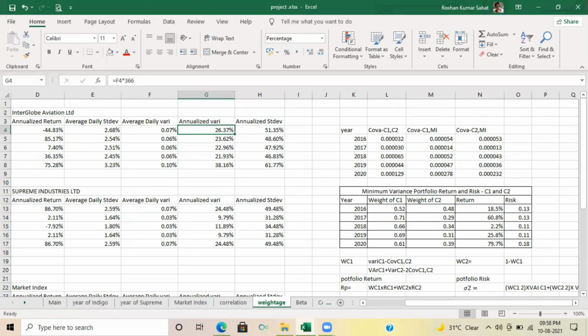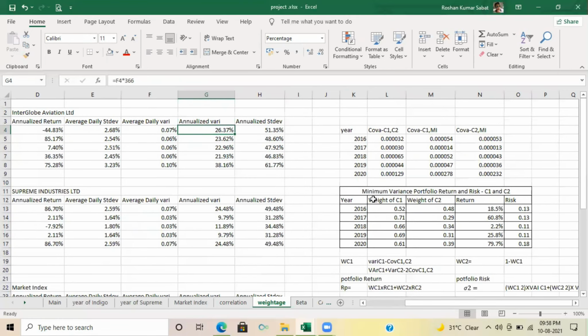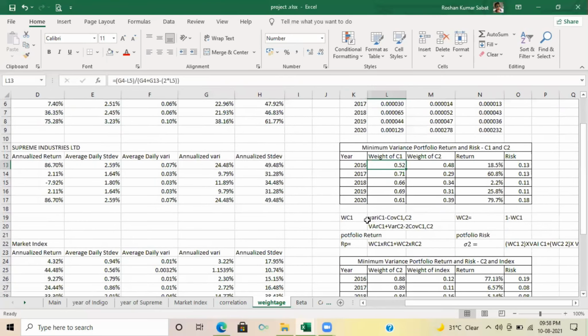After calculating the annual variance of the first company, second company, and market index, you can go to the minimum variance portfolio return and risk. For the weightage of C1, there is a formula over here. The formula says the variance of C2 minus the covariance of C1 and C2, divided by the variance of C1 plus the variance of C2 minus 2 into the covariance of 1 and 2.